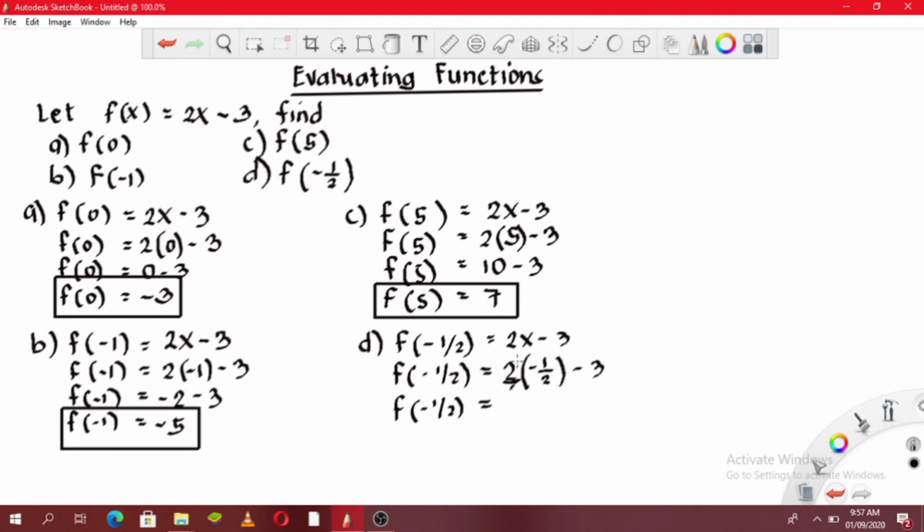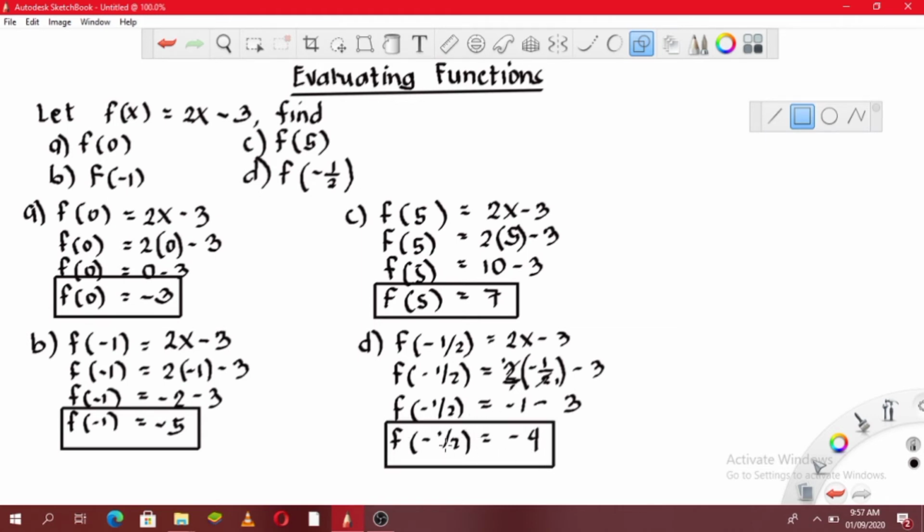Multiply numerator and numerator, denominator and denominator, or sa madaling salita, we can just cancel this out, diba? That's equal to 1. So 1 times negative 1 is negative 1. Okay? Then copy minus 3. So f of negative 1/2 is negative 1 minus 3. That is negative 4. So the value of the function is negative 4 when x is negative 1/2.